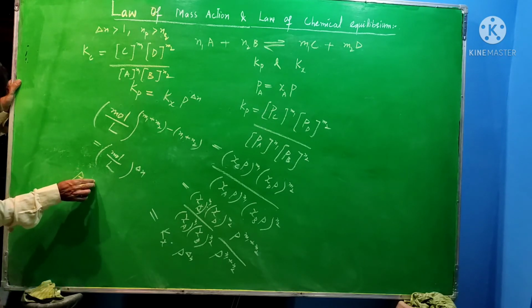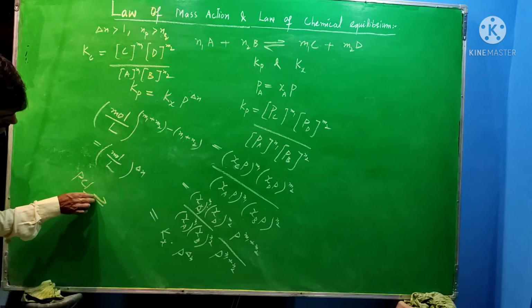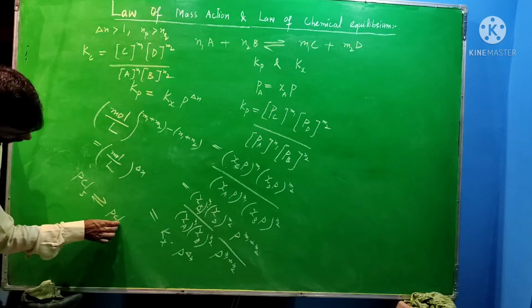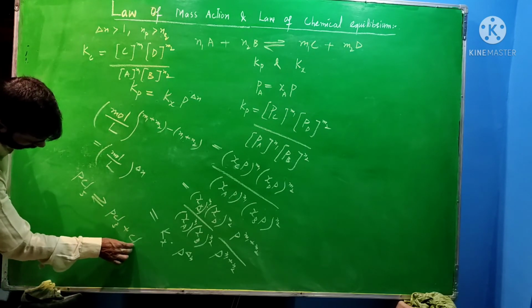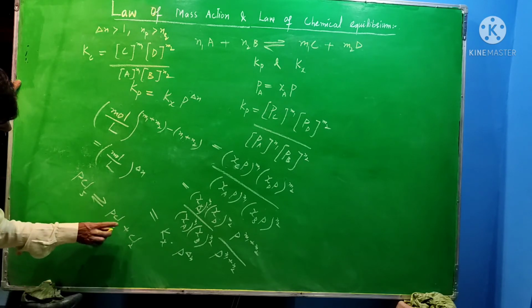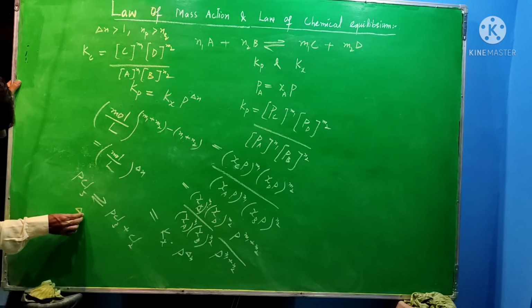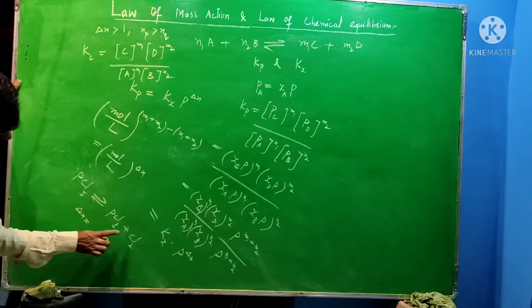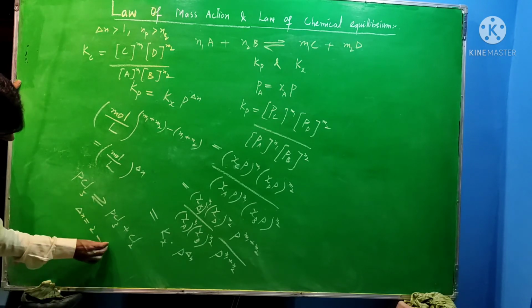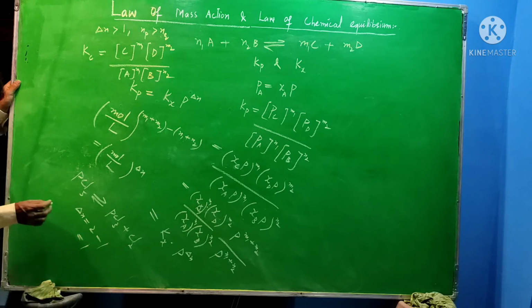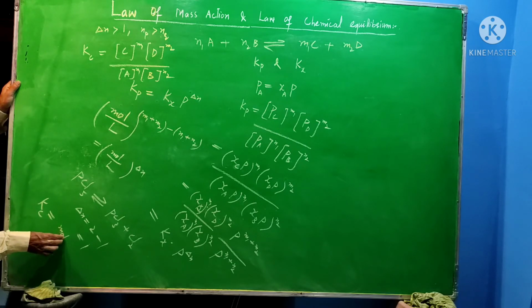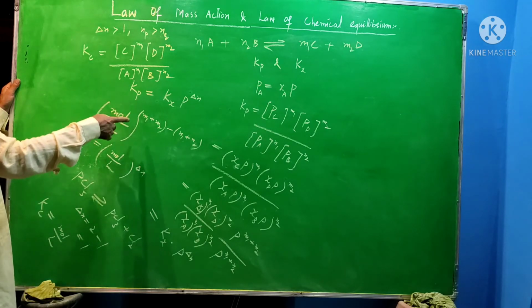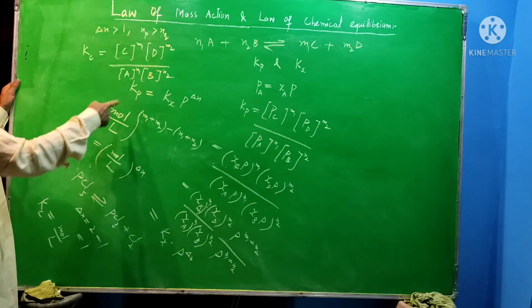Suppose this PCl5 dissociates into PCl3 plus Cl2. Here this one is 1 mole and these are 2, so delta n is equal to 1 plus 1, that is 2, minus 1. So 2 minus 1 is equal to 1. In this reaction, the unit for this equilibrium constant is mole per liter raised to the power 1, meaning mole per liter. In this way, we can calculate the unit of any reaction.